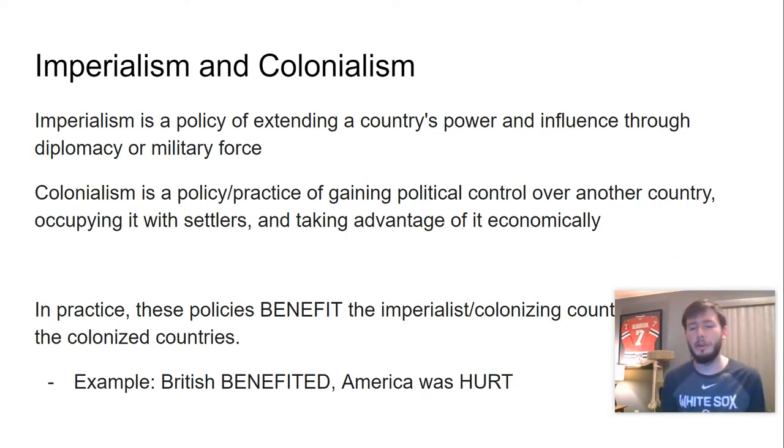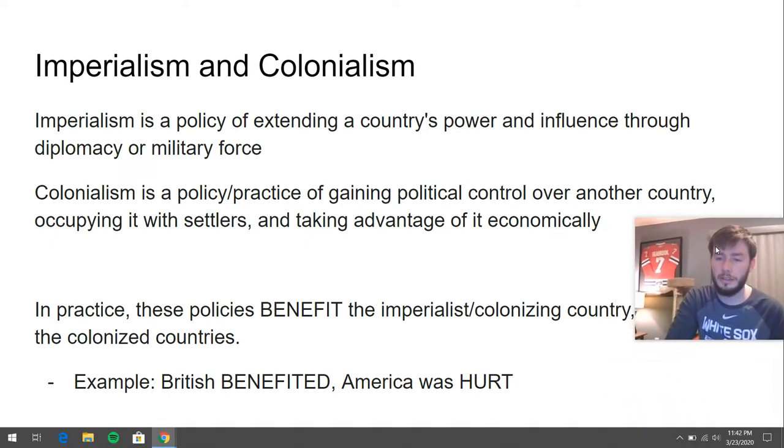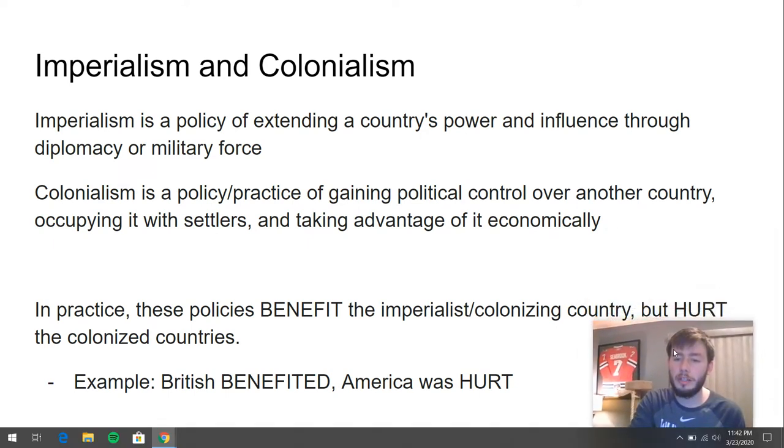Okay, so imperialism and colonialism are two words that are very similar. They have similar definitions, but ultimately they do mean something different. Imperialism is the policy of extending a country's power and influence through diplomacy or military force. So if a country sends their military to occupy a foreign land for a long period of time and uses that occupation as a form of diplomacy, we call that imperialism.